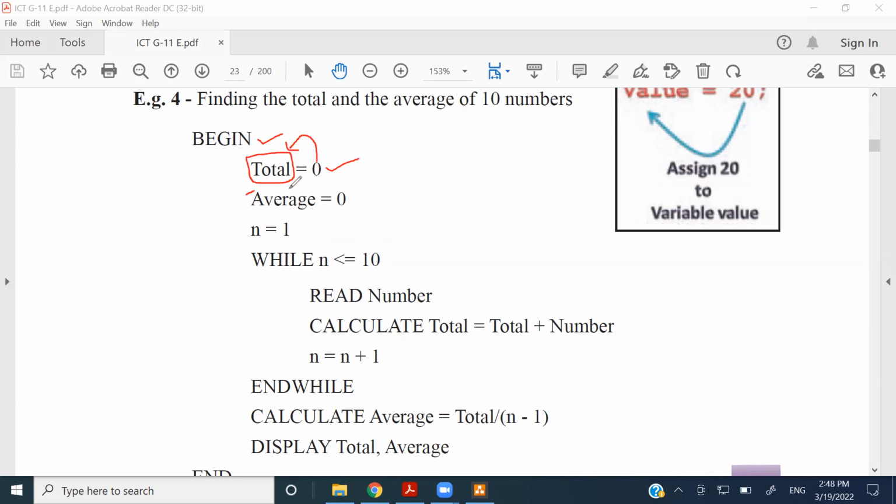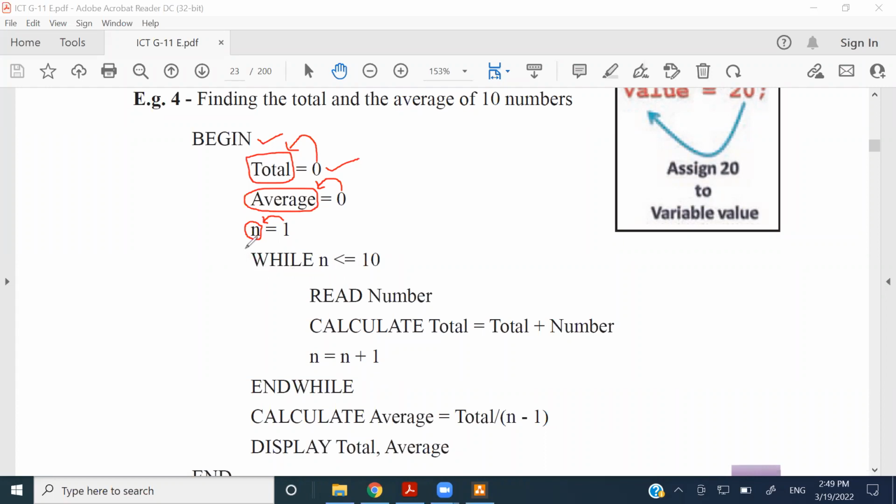In a similar way, there is a variable called average, and it is assigned the value 0 again. Likewise, there is a variable called n, which is given the value 1. So three variables, total, average, and n, are given particular values at the beginning. We call this the initialization process. These are the values that these variables are going to take initially, at the starting point.